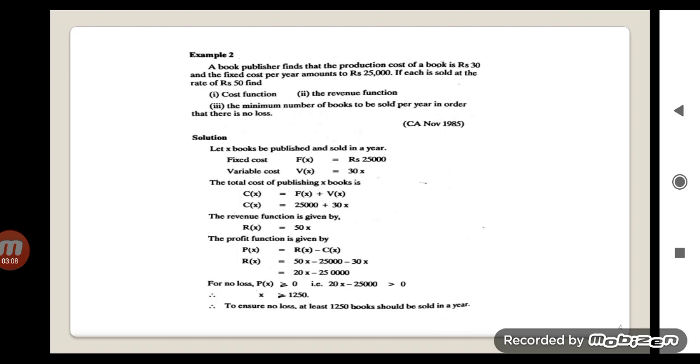For no loss, the profit should be greater than or equal to 0. If we equate this with greater than or equal to 0, we will get the x value as 1250. If the book publisher produced and sold 1250 books, then there is no loss.